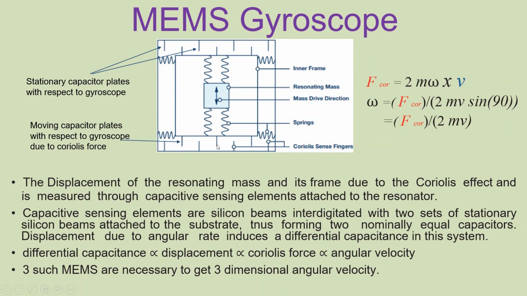omega sine 90, because here the angle between omega and v is 90. Where is omega? This is rotating in the anti-clockwise direction, so omega is coming out of the screen, and the velocity is either going this way or this way. So out of the screen and this direction are perpendicular. So it is sine 90.